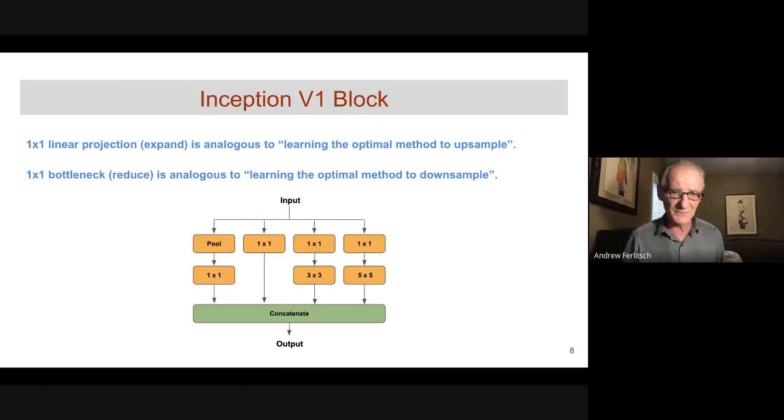So let's go ahead and pictorially look at this. Here you can see we've added these one by ones to those three branches. And just to repeat, when it's a linear projection or expanding, that's analogous to learning the optimal method to upsample your data. And when it's a one-by-one bottleneck, reducing, that's analogous to learning the optimal method to downsample.